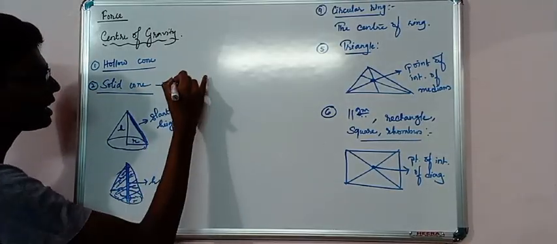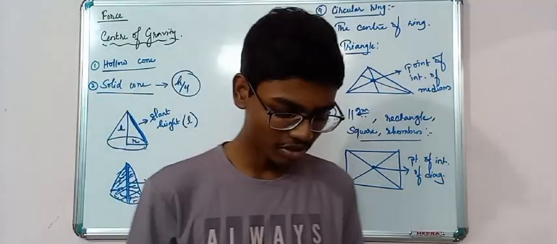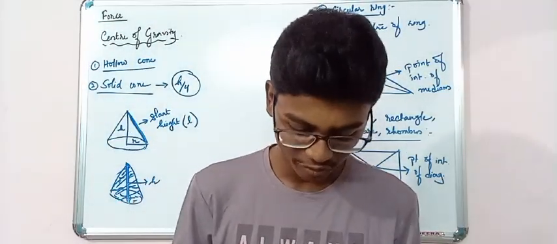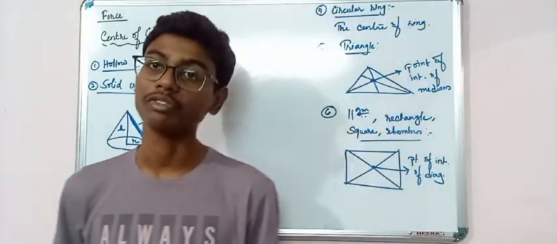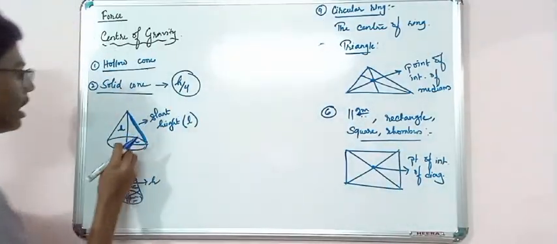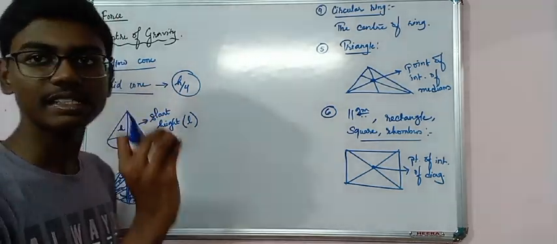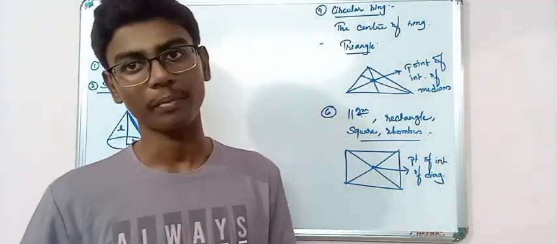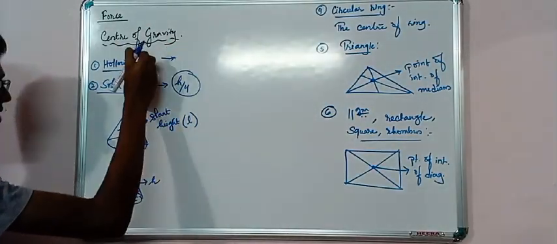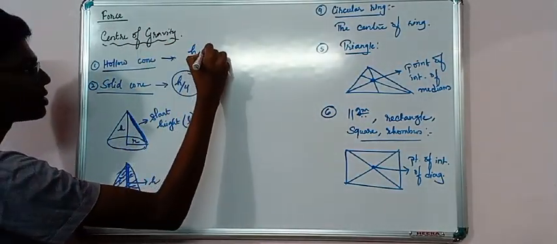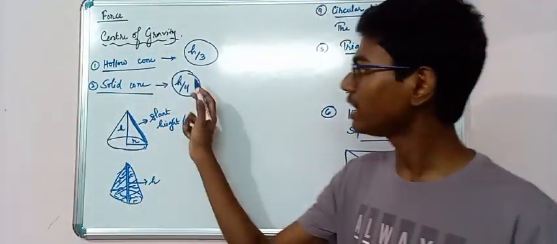the center of gravity lies at the point which is h by 4 from the base. I'm just reading out, at a height h by 4 from the base on its axis, if h is the height of the cone. So if h is my height of the cone, then h by 4 from the base is going to be the point of CG. And if it is a hollow cone, then the formula becomes h by 3 from the base. Same concept, here it is 4, here it is 3.